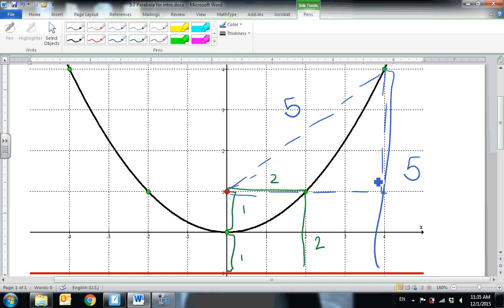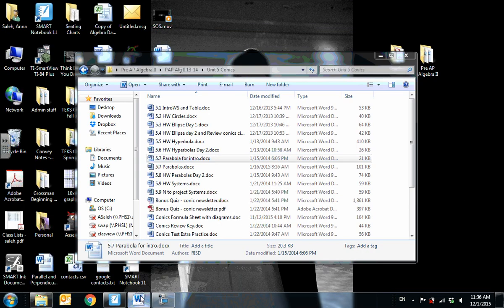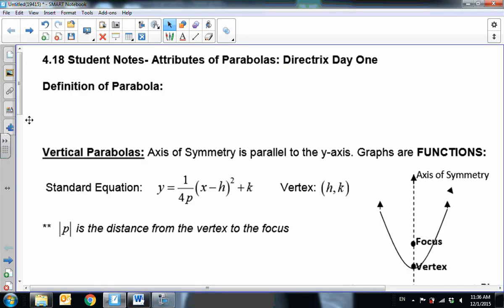A parabola is a set of points that are equidistant from a point that's fixed and a line that's fixed. And I'm going to give you names for both of those things, okay? So go ahead and switch to your notes page.